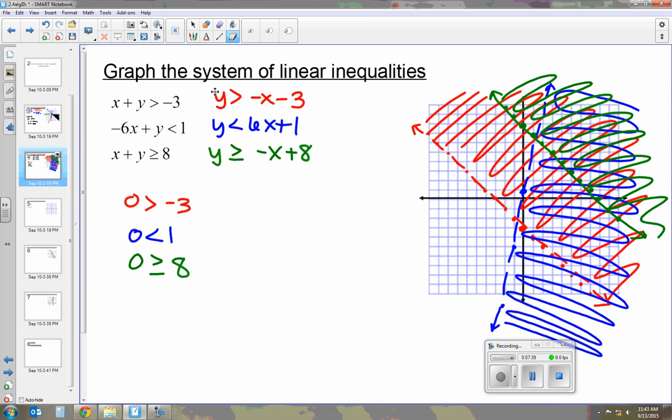I see where it overlaps, so I'm going to erase what doesn't. And like I said, you can use a highlighter if you don't want to erase, or just shade it a little bit darker with your pencil so it looks a little bit neater.